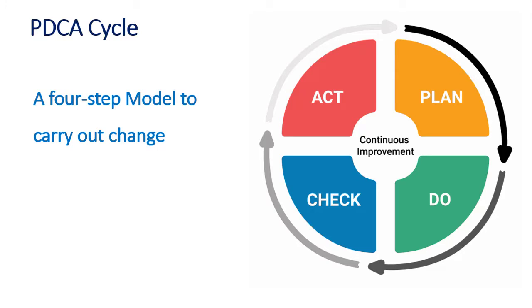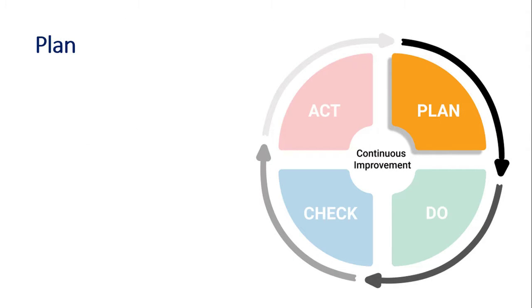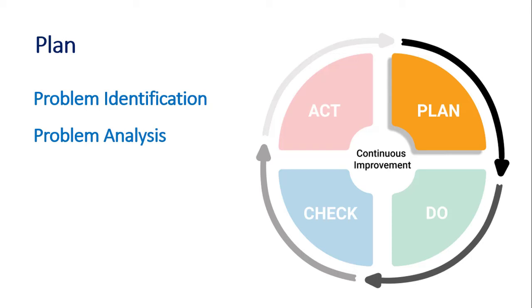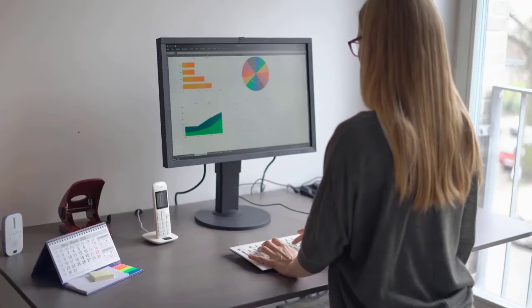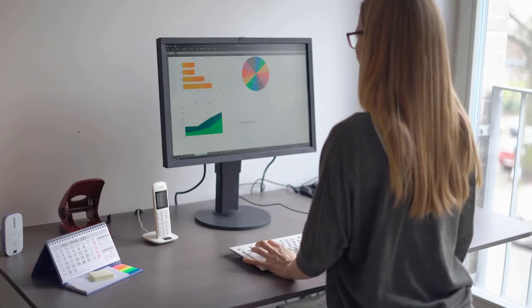The PDCA cycle consists of 4 components: plan, do, check, and act. Let's see what plan is. In the plan component, we identify the problem and collect relevant data, and then understand the problem's root cause. After that, we try to develop hypotheses about what the issues may be and decide which one to test.